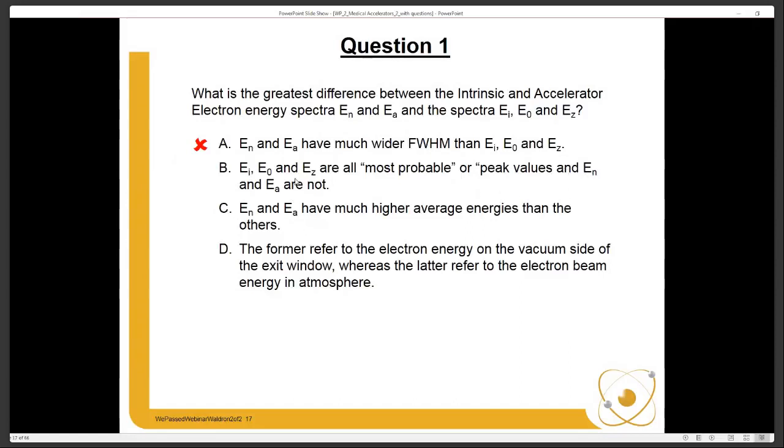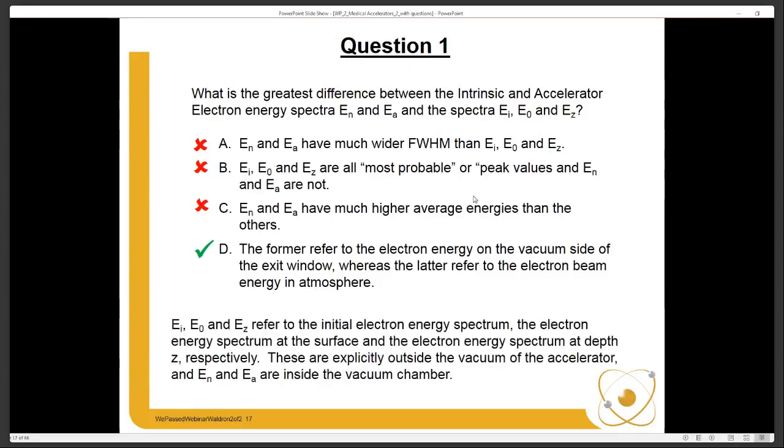Well, no, we saw in the last slide and the slide before that all of these could have a most probable designation. Was it that E sub N and E sub A have much higher average energies than the others? Well, no, really. There's no way to say what their average energy is going to be necessarily. And so that just leaves D. And yes, E sub N and E sub A refer to electron energy spectrum on the vacuum side of the exit window, whereas these other three definitely refer to the electron beam energy after it's left the accelerator and is either in the air at the window or at the surface or at depth.